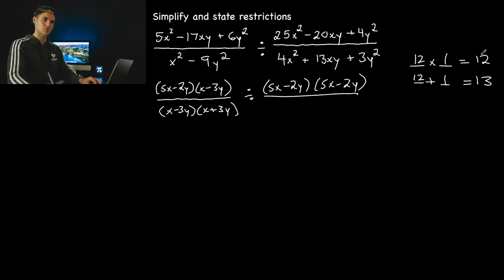Like that, right? 12 times 1 is 12, 12 plus 1 is 13. So we're going to take that trinomial right here, and we're going to decompose that middle term into the 12 and the 1. So that's going to be what?